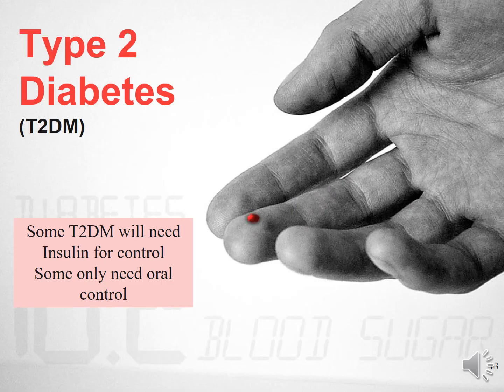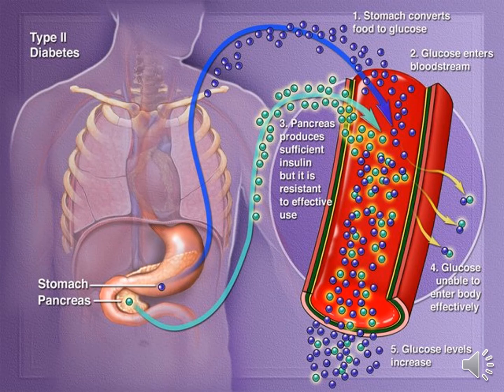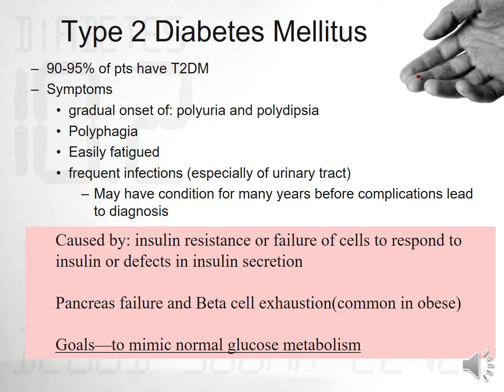Type 2 diabetes is a little different. Some type 2 diabetes will need insulin for control, some only need oral control. This is a graphic picture looking at type 2 diabetes, where there's plenty of insulin to carry the glucose around, but it just can't get it into the cells because of receptor problems. 90 to 95% of patients have type 2 diabetes.